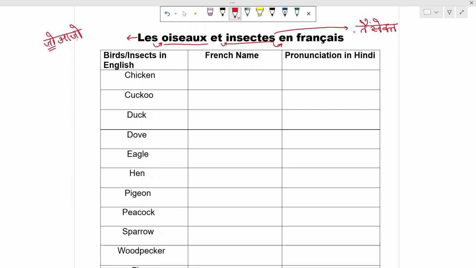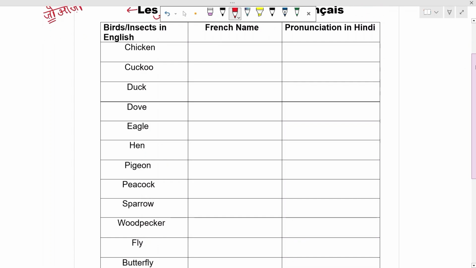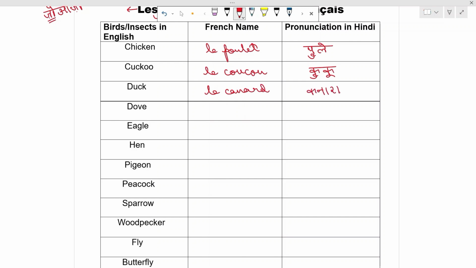This is the pronunciation. So the first bird is chicken. Le poulet. Cuckoo is le coucou. Duck is le canard. Dove is le colombe.